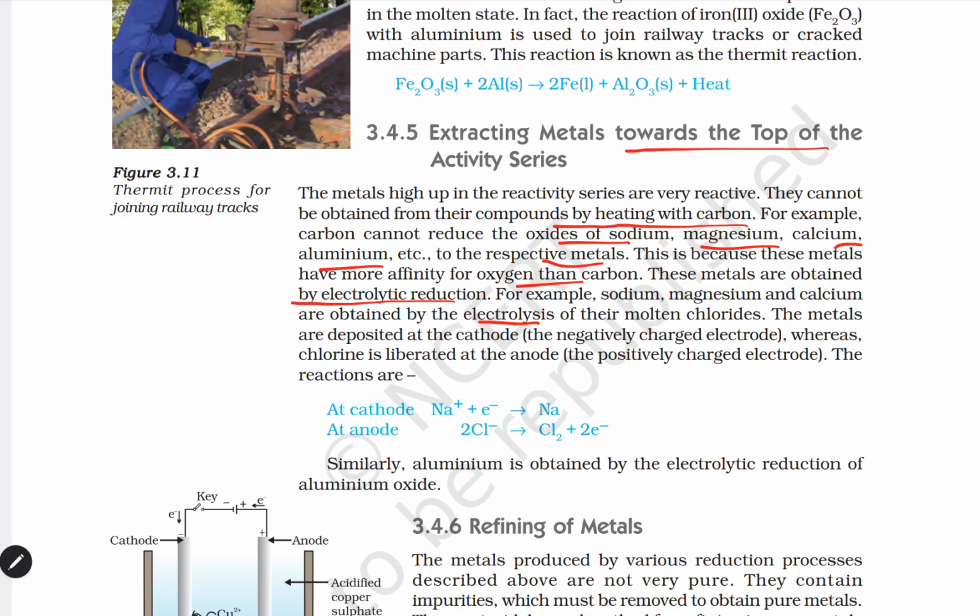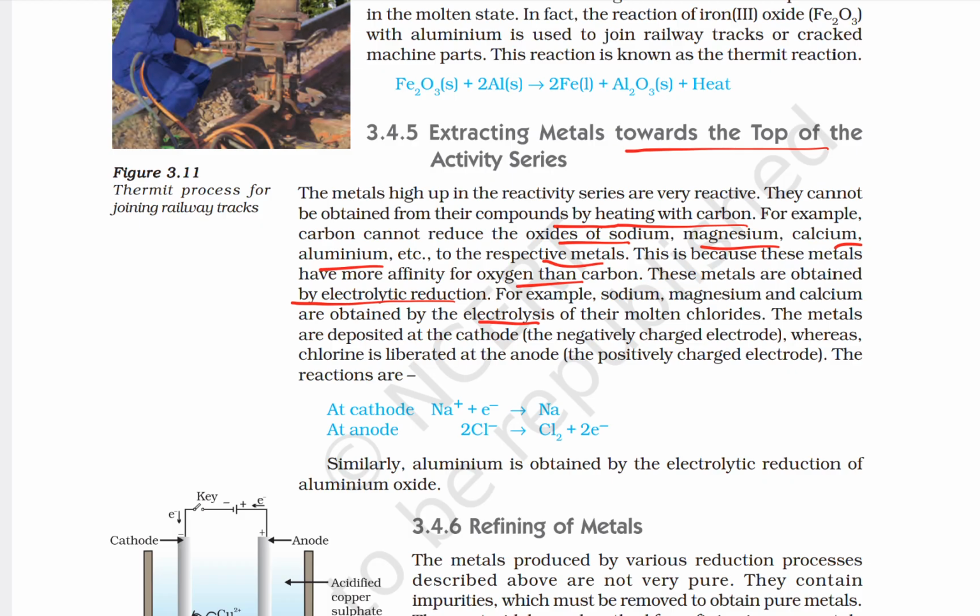We will take the molten form of their chlorides. Whenever we do this electrolysis process, the metals will be deposited at the cathode, the negatively charged electrode. Why? Because the metals are positive ions, since they lose electrons, and they will come towards the cathode, whereas chloride is liberated at the anode, the positively charged electrode.